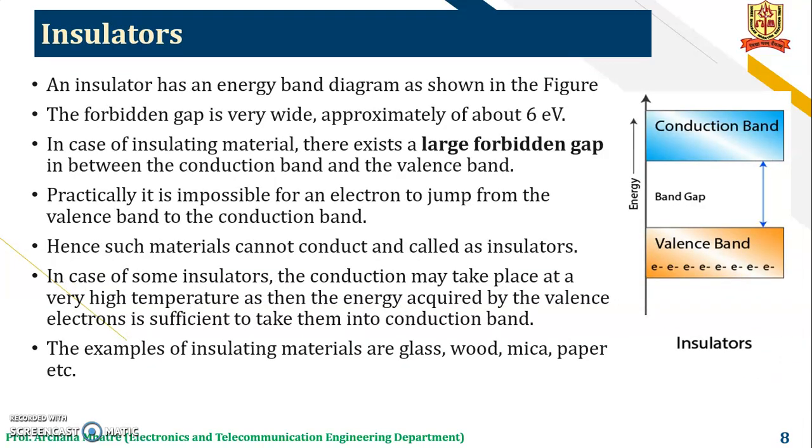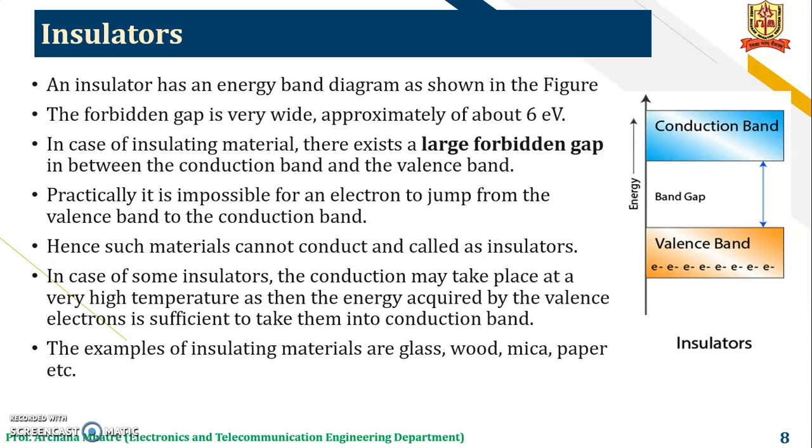Now next is the insulator. This is the energy band diagram for an insulator. You can see there is a wide energy gap, a forbidden gap. The forbidden gap is very wide, approximately 6 electron volts. In the case of insulating material, there exists a large forbidden gap between the conduction band and valence band. Practically, it is impossible for an electron to jump from the valence band to the conduction band. Hence, such materials cannot conduct and are called insulators.